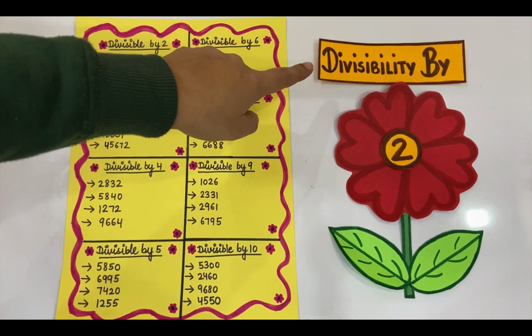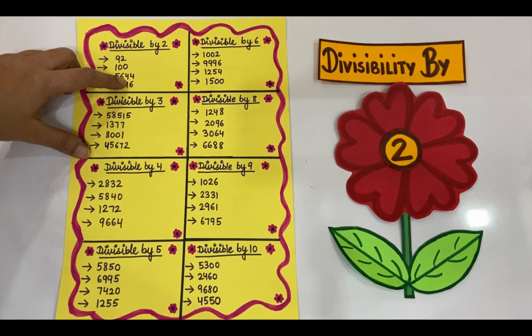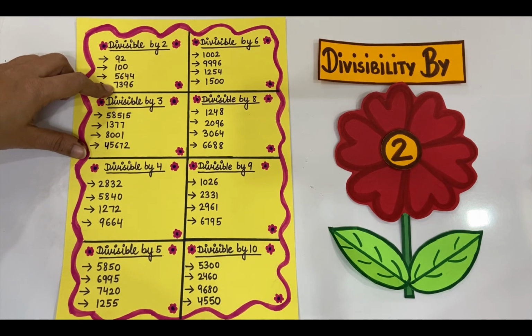So now let's revise divisibility by 2. If the last digit is an even number, then it is divisible by 2. For example, 92, 100, 5644, 7396.